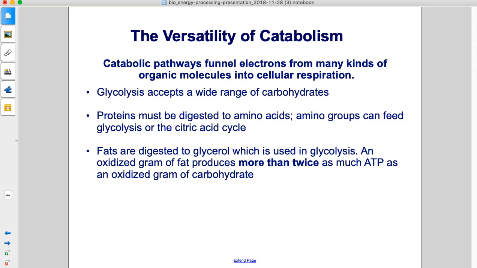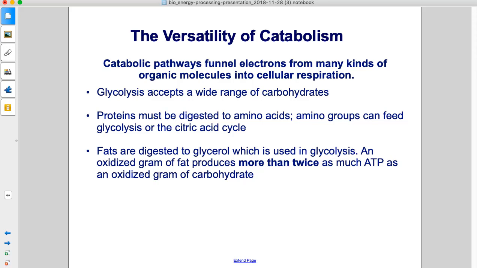The versatility of catabolism. Catabolic pathways funnel electrons from many kinds of organic molecules into cellular respiration. Glycolysis accepts a wide range of carbohydrates. Proteins must be digested to amino acids. Amino groups can feed glycolysis or the citric acid cycle.